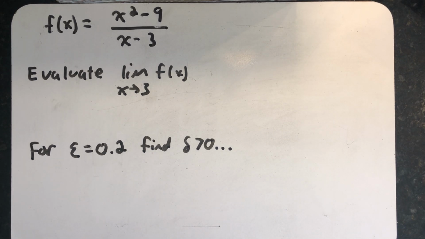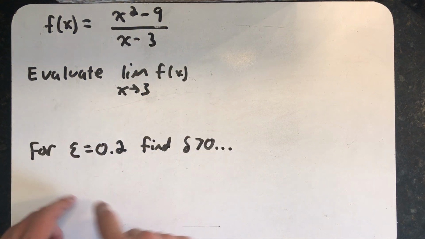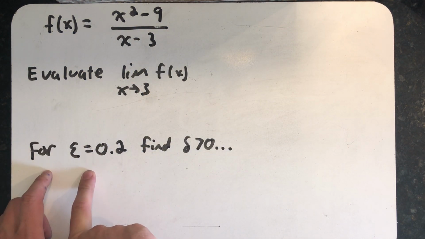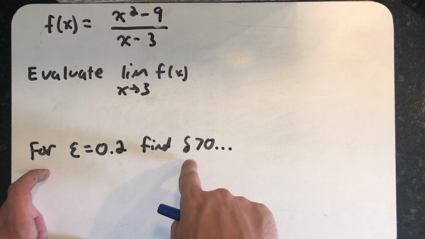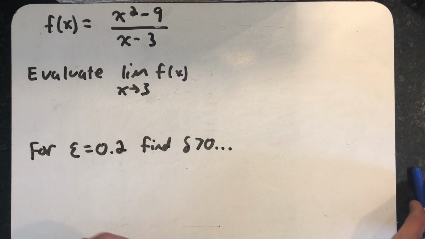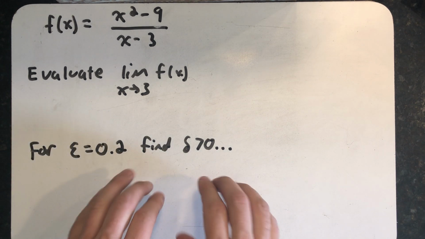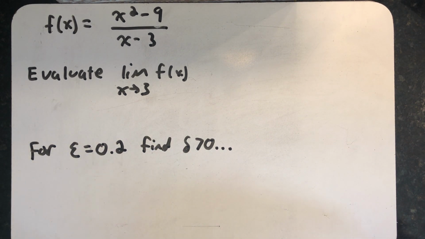Let's work another example. f(x) is the function (x² − 9)/(x − 3). We're asked to evaluate the limit as x approaches 3 of that function. And then, given an epsilon equal to 0.2, we're supposed to find that number delta bigger than 0 so that, dot, dot, dot, the absolute value of f(x) − L is smaller than epsilon whenever 0 is less than the absolute value of x − c is less than this number delta, thinking about the definition of limit.